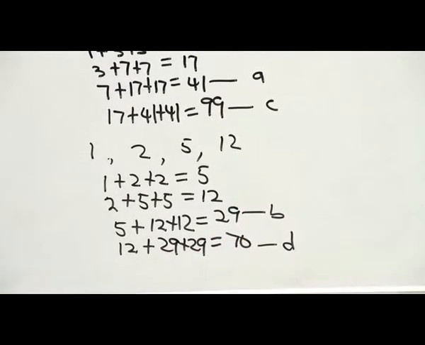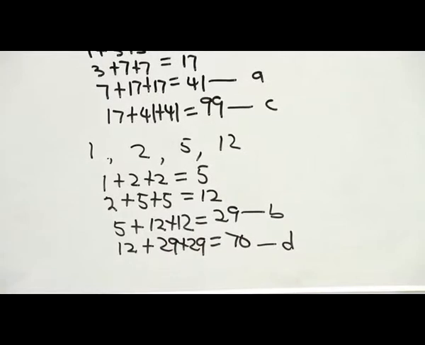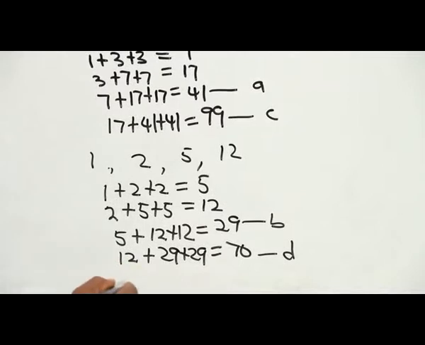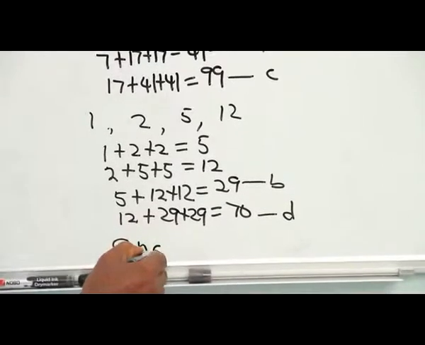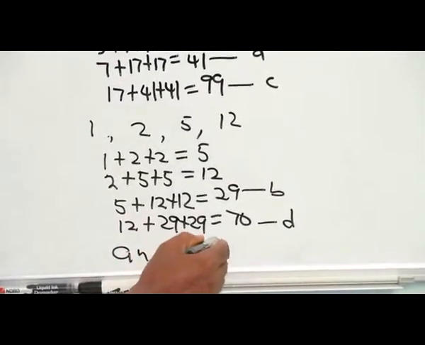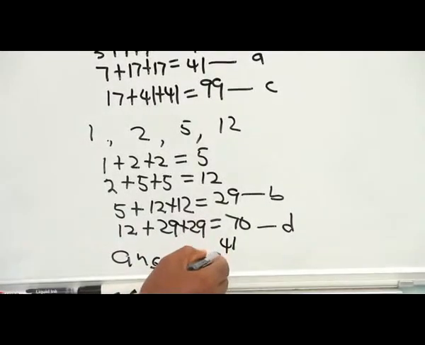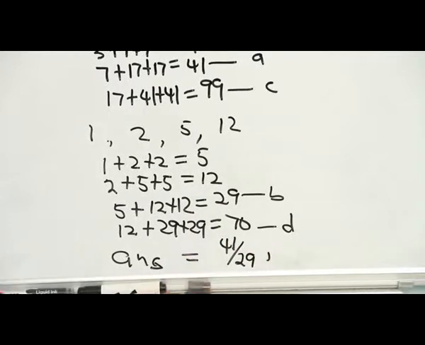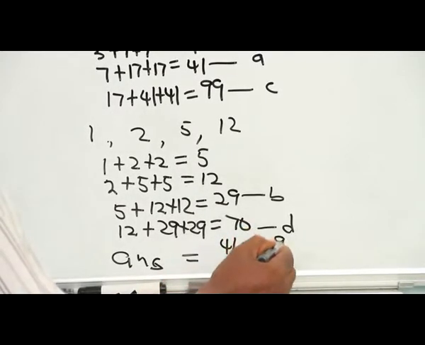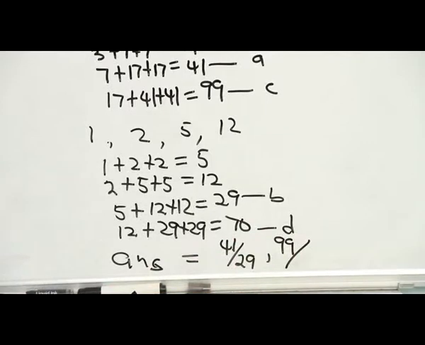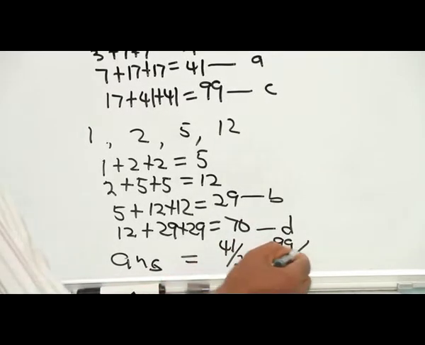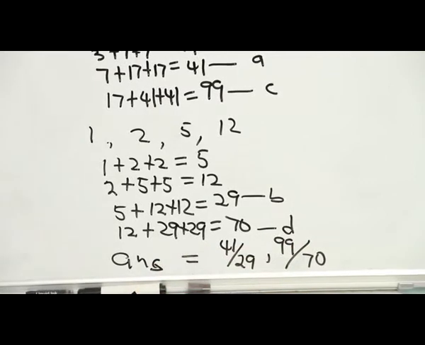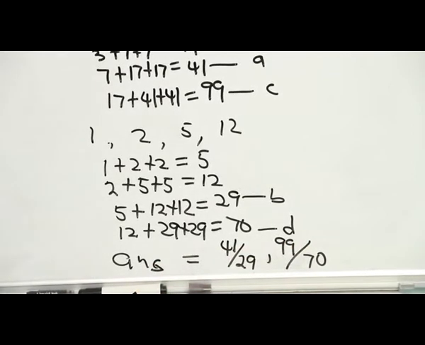So write it then in the order of A over B and C over D. We now have our answer, therefore, will be equal to A, which is 41, all over B, which is 29, followed by C, which is 99, all over D, and our D is 70. So these two are the next two terms of the sequence.